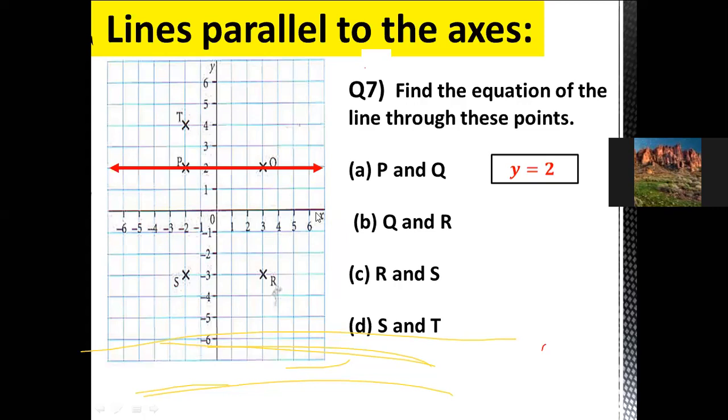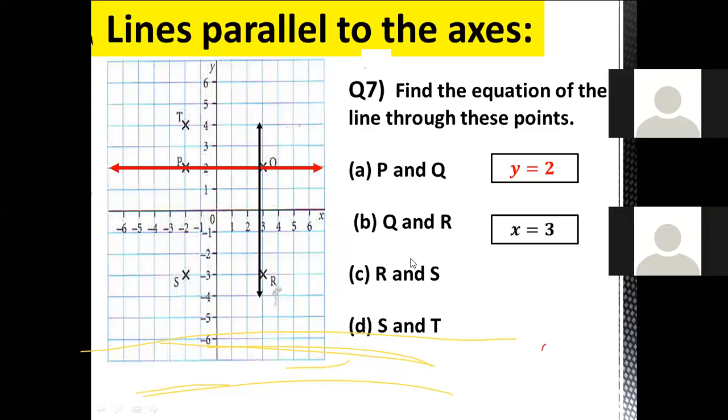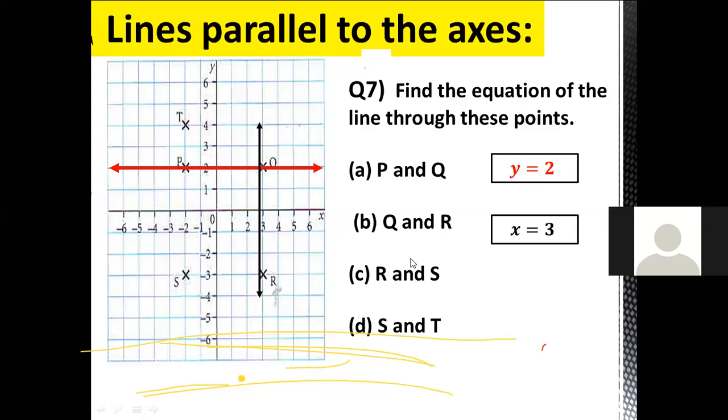Okay, let's go for the second line, QR. This line. X equals 3. Thank you, Yusuf. Let's go for someone else. You already answered this one. More hands. Celine Muhammad. R and S. It's y equals -3.